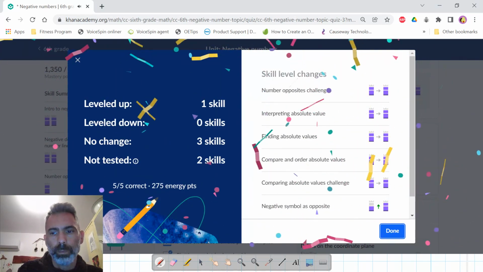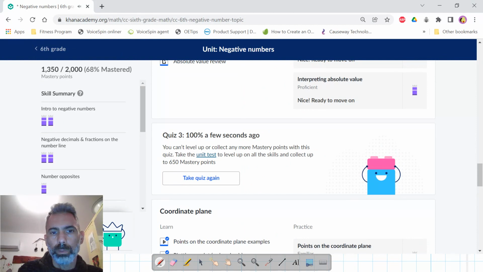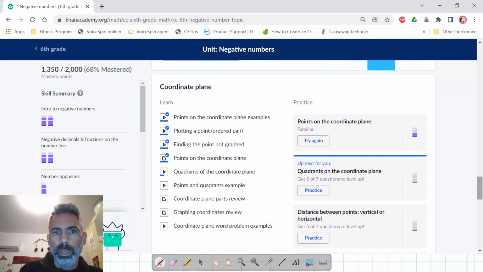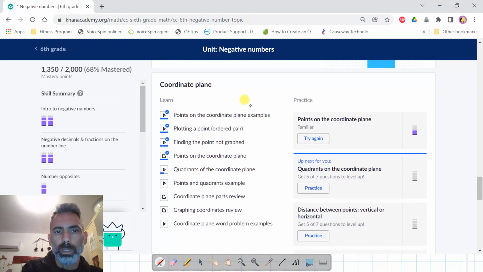Good. So I've completed the quiz and I'm moving on to the next section, which is coordinate plane. Once I complete the videos and the reviews, then I will do this practice. This will be in the next video. Points on the coordinate plane.